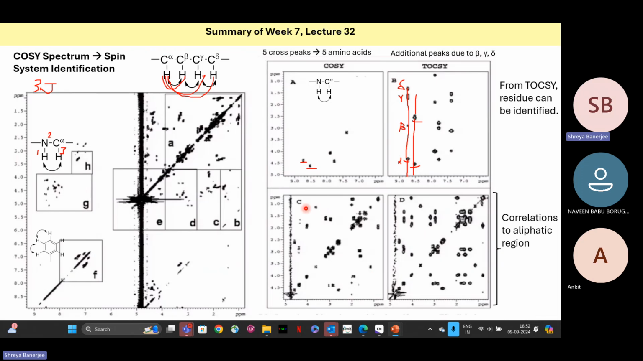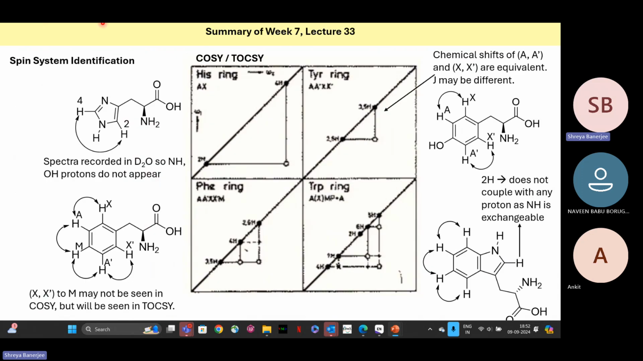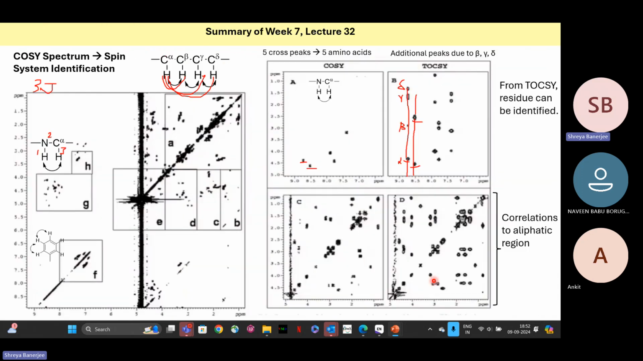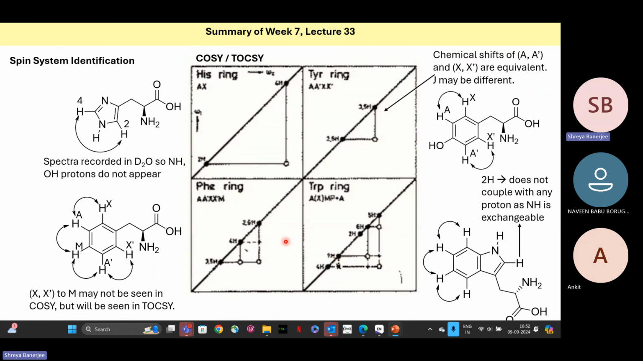Then these are the expansions of the regions which are much more crowded. You can use similar ideas here. Right now it appears very crowded and difficult to identify, but in the subsequent slides, we will look at the different TOCSY spectra of different amino acids. Each amino acid has a very characteristic COSY or TOCSY spectrum, and using that you can identify which amino acid it is. So now we will look into that one by one.